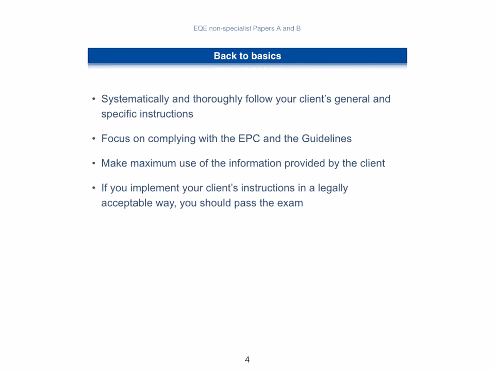Let's go back to basics. Here's what you have to do. First, systematically and thoroughly follow your client's general and specific instructions. Second, focus on complying with the EPC and the guidelines. Third, make maximum use of the information provided by the client. If you do all of this, in other words, if you implement your client's instructions in a legally acceptable way, you should pass the exam, which obviously is what you want to do.